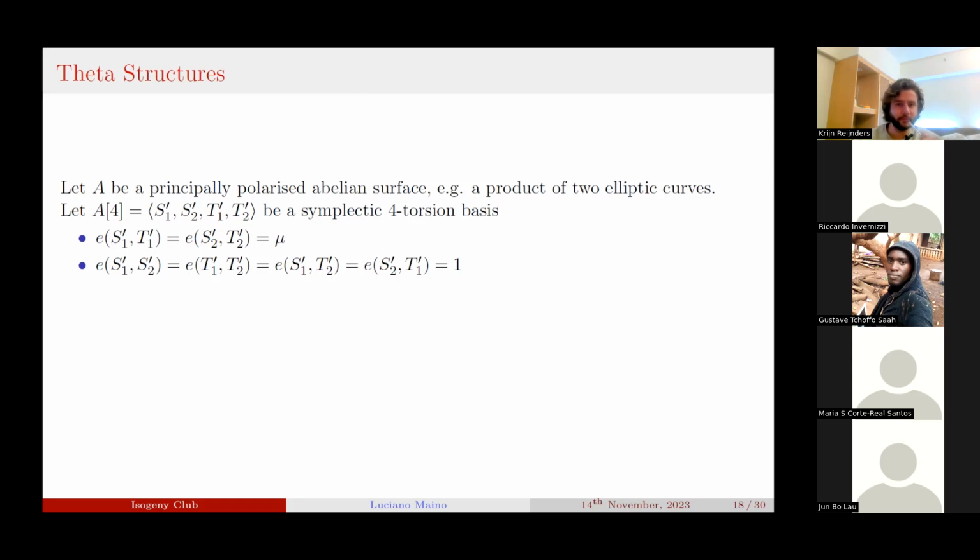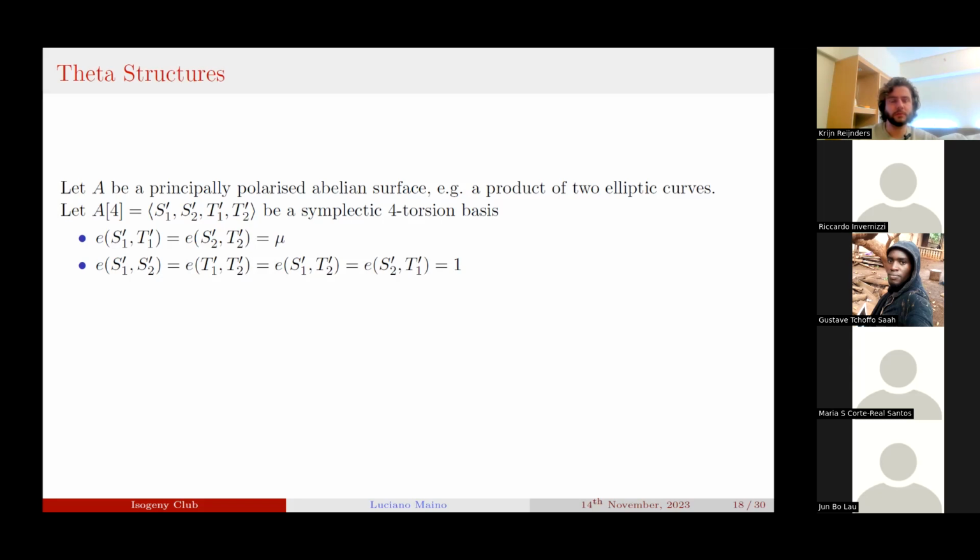So yeah, let's discuss a little bit the theta structures. So we have our principally polarized abelian surface. And in this case, we have a product. Just to have a concrete example in mind, let's work with a product of two elliptic curves. And then let's fix a symplectic fourth torsion basis on this principally polarized abelian surface. What does it mean? This is a useful notation that we are going to use throughout the talk, and it will accompany us till the end of the talk.